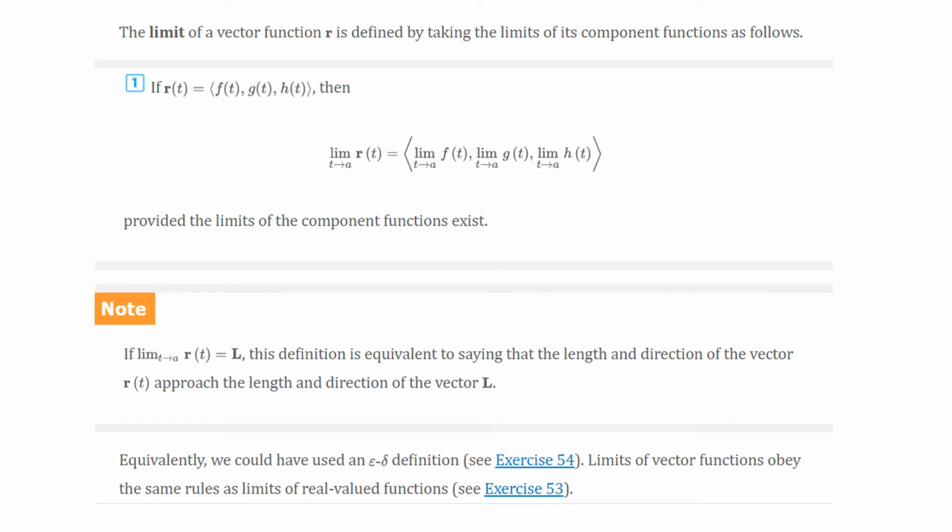Note that this definition is equivalent to saying that the length and the direction of the vector R of t approaches the length and direction of the vector L. And we could use epsilon delta definitions here, but we would have to use the metrics or norms associated with vectors to do that.